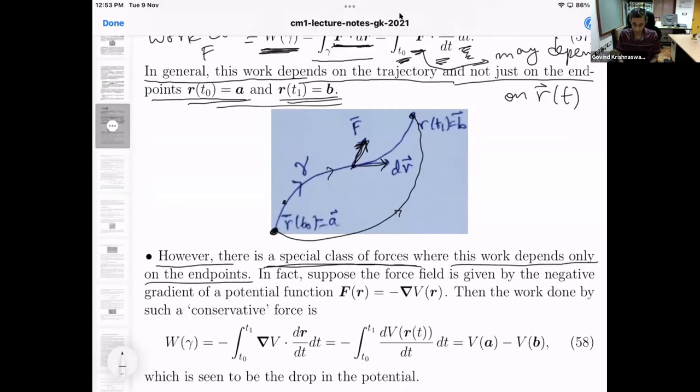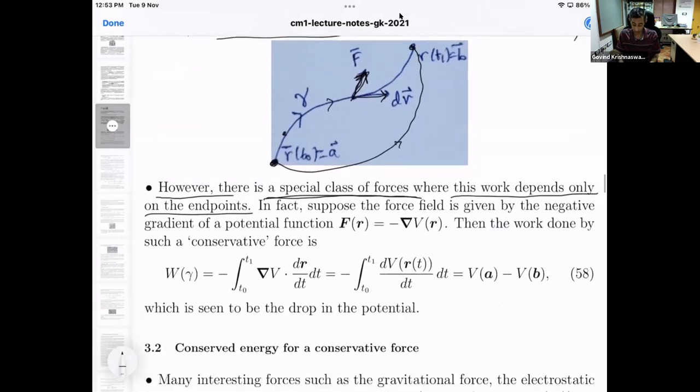And these are the forces we wish to define right now. So in fact, suppose the force field, I mean, recall the force is a vector field. Suppose the force field is given by, for conventional purposes, the negative gradient of a potential function. That is, going back to our vector calculus notation, F of r, which is a vector field, suppose it is the negative gradient of a scalar function, V of r.